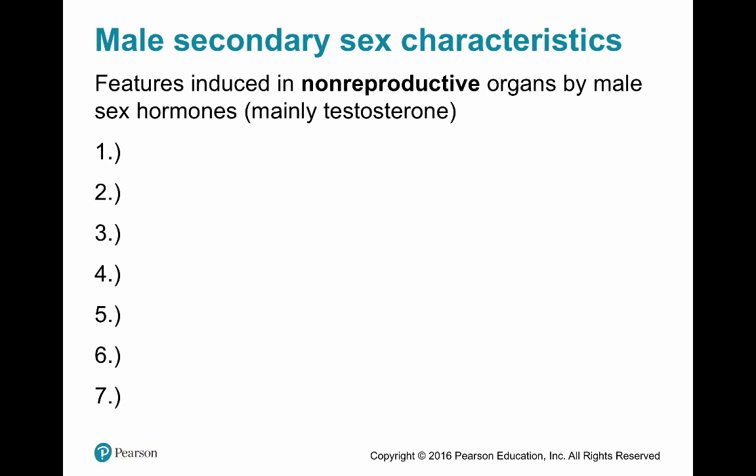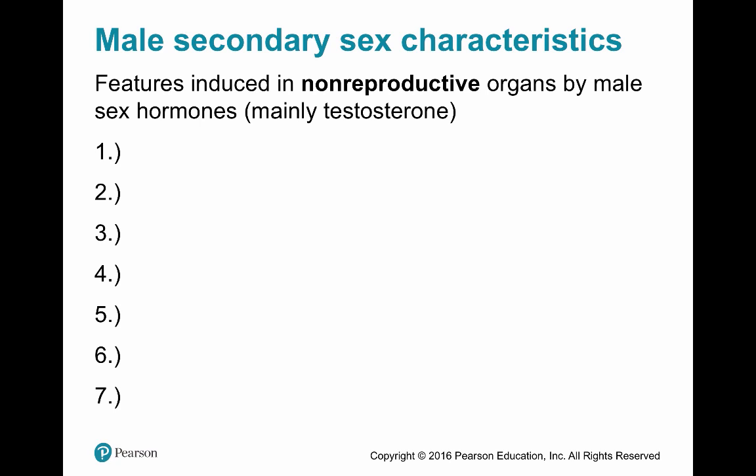Okay, so when we're talking about testosterone and its effects, the primary sexual organ that we're looking at is essentially the gametes. But testosterone can also affect what's known as male secondary sexual characteristics. These are features induced in non-reproductive organs by male sex hormones, mainly testosterone. And basically, think about it. It's an easy tell-all way for the body to show an outward way of what type of gametes you have. Imagine if everybody looked like a male or a female, how hard it would be to determine which person you would need to pair up with to reproduce.